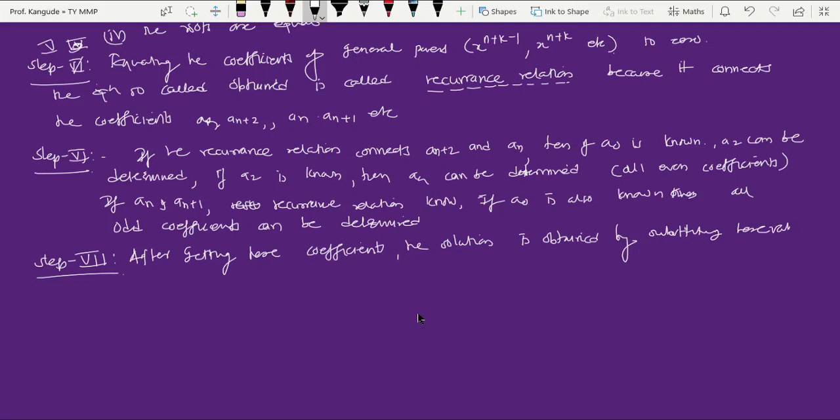these values in equation 2, that is our equation y is equal to summation over n equal to 0 to infinity an times x raised to n plus k, okay, and a0 is not equal to 0. So substituting in this equation, after getting these coefficients, the solution is obtained by substituting these values in equation number 2, that is y is equal to summation over n equal to 0 to infinity an times x raised to n plus k.